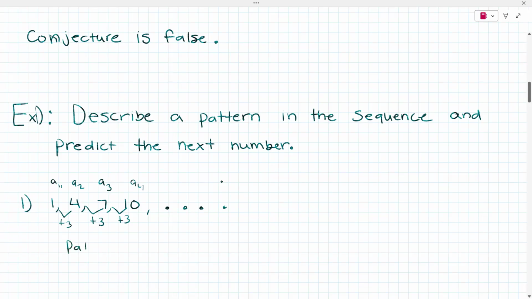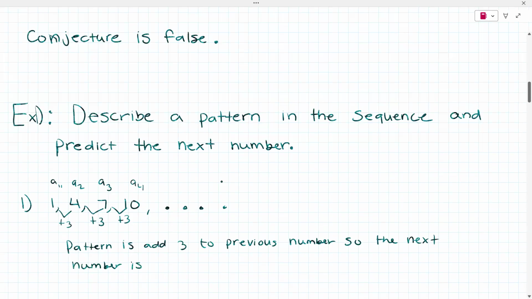So the pattern is add 3 to the previous number. So the next number is 13. Okay, let's move on to the next one.